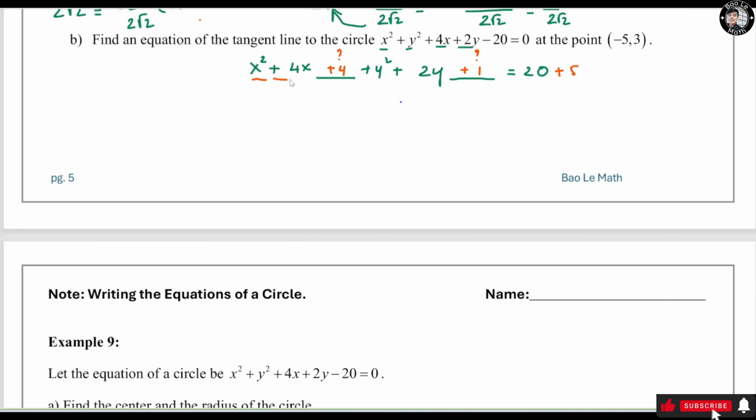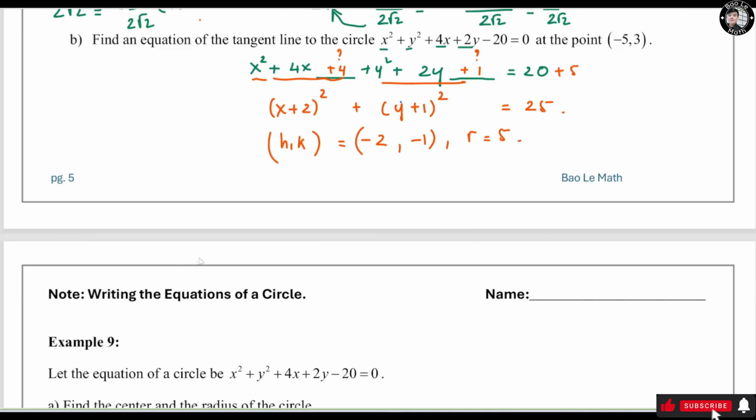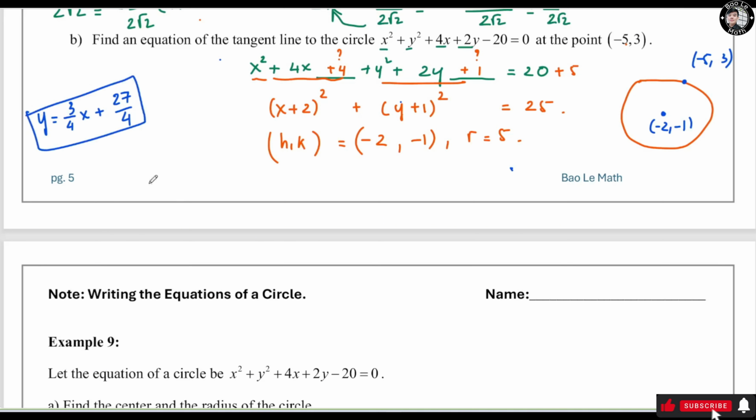And then this actually completes the square, right? So it could be s plus 2 all squared plus y plus 1 all squared equals 25, right? Now the center, h and k, is negative 2 and negative 1. Then the radius is 5, right? Now this one is the tangent point. So if you graph this one, it could be something like this. The next one is similar to question A, right? I just leave the answer for you to check, right?